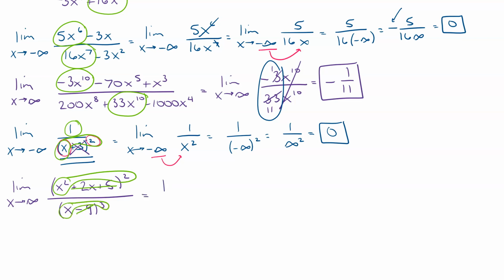And rewriting my limit, I get the limit as x approaches infinity of x^4 over x^3. Reducing my fraction, I get the limit as x approaches infinity of x. Substituting in my infinite value, I get just infinity. And that's all there is. The answer is infinity.